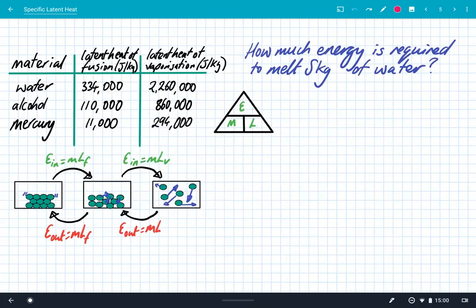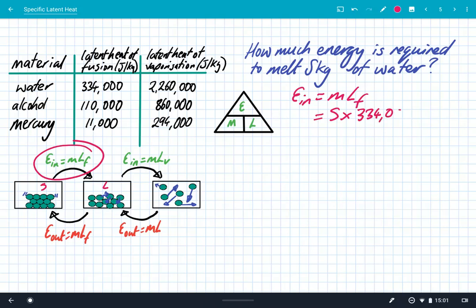So let's have a look at a few simple calculations, and the questions are really, really easy with this. The first one, how much energy is required to melt 5 kilograms of water? So we're going from solid to liquid. So we're going to put energy in. So the energy in is equal to MLF. We're going to use LF because we're melting solid to liquid. So now we just put our numbers in. So the mass is 5 and the latent heat of fusion of water is 334,000. So when you multiply those two together, you get an answer of 1,670,000 joules. So it's a huge amount of energy to melt this ice into liquid water.